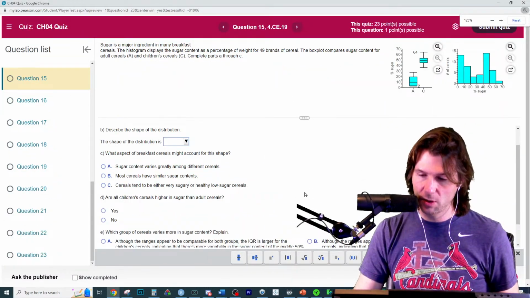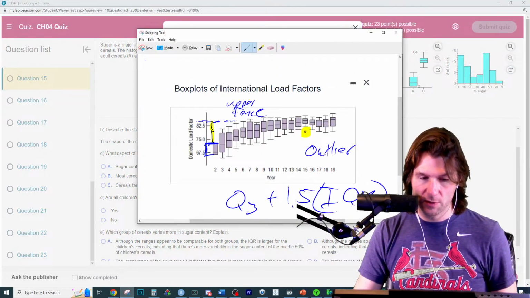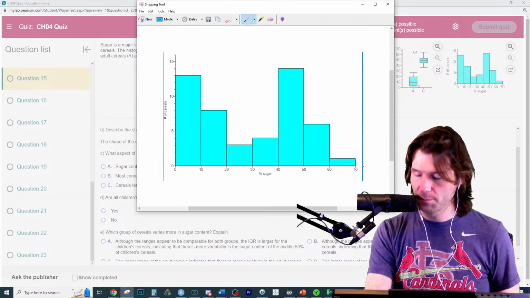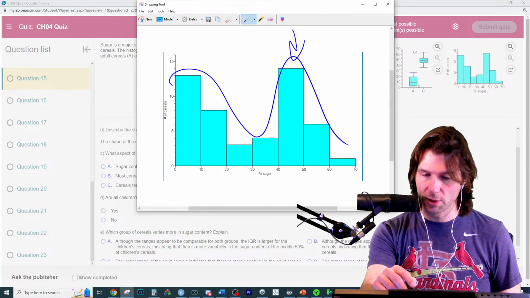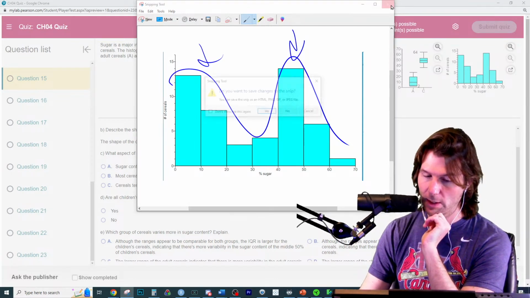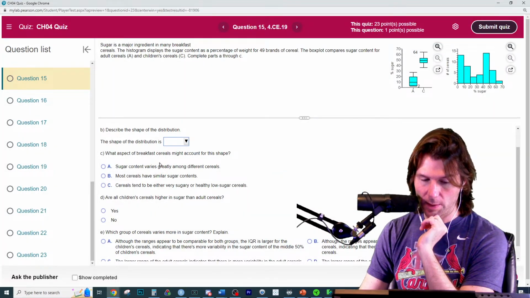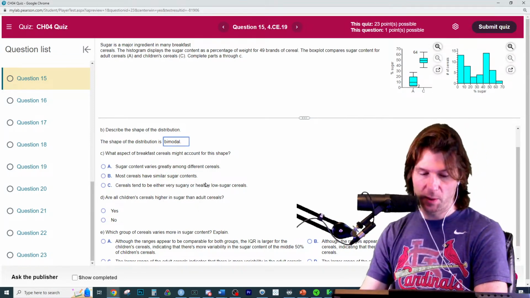The shape of the distribution, we've got bimodality. Bimodality is when you have 2 peaks. So we see a bimodal distribution right here. That's probably due to children's cereal generally having more sugar and adult cereal generally having less. So there's some bimodality here. It's not really skewed. It's more bimodal. So it is bimodal, not uniform, flat, or unimodal, one mode.